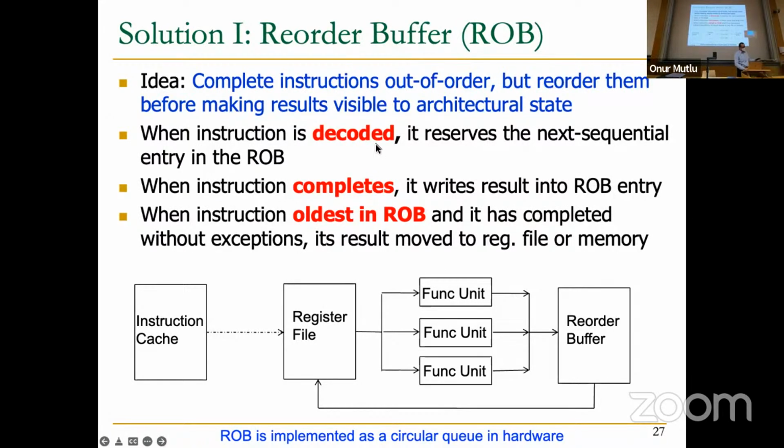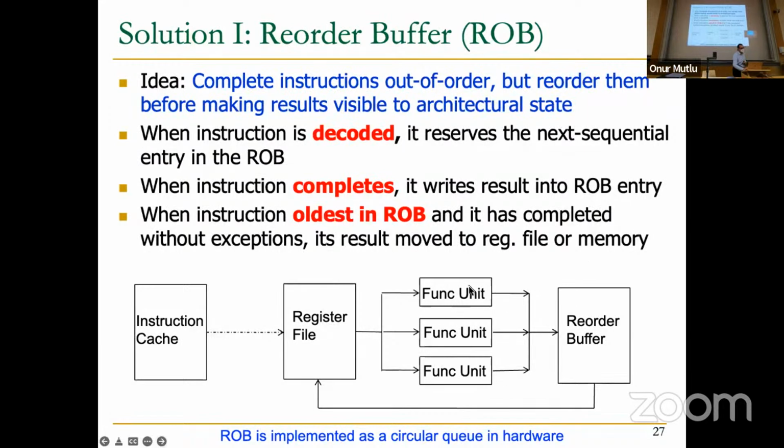And just to hammer it home, when an instruction is decoded, it gets allocated the next sequential entry in the reorder buffer. But this is a circular queue in hardware, so it's the next sequential entry in the circular queue. When the instruction completes, finishes execution in the functional unit, it writes its result into the reorder buffer entry. Now, later instructions can get that result from the reorder buffer, but the instruction doesn't write to the register file. When the instruction becomes the oldest in the reorder buffer and is completed without exceptions, its result is moved from the reorder buffer to the register file or memory.